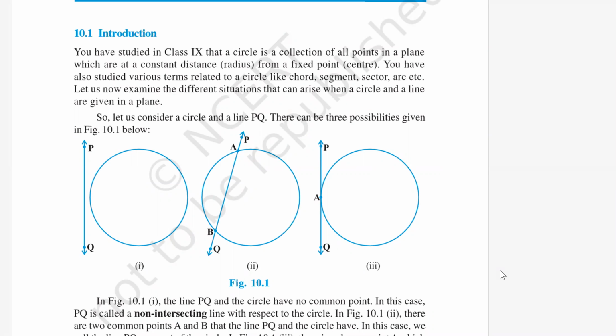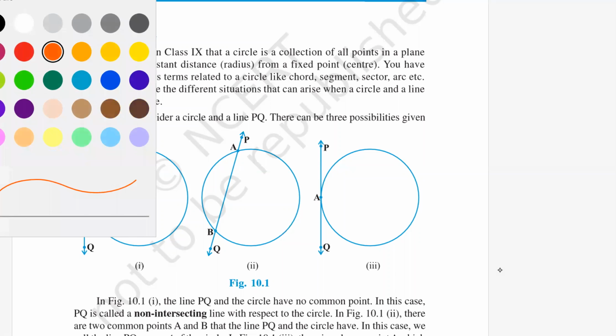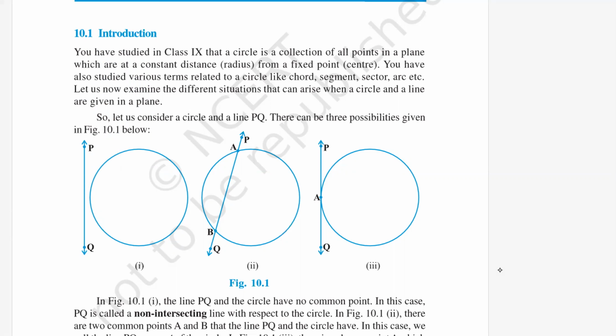So in figure 10.1, suppose PQ is a line and the circle and the line have no point in common. In this case, PQ is called a non-intersecting line. PQ and the circle have no point in common. So this is a case of a non-intersecting line.